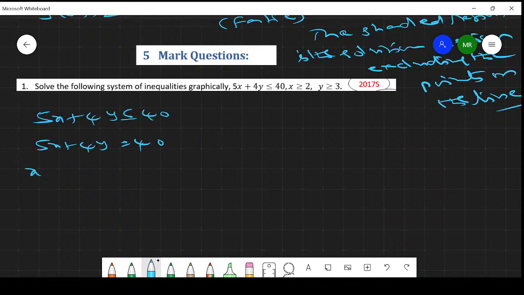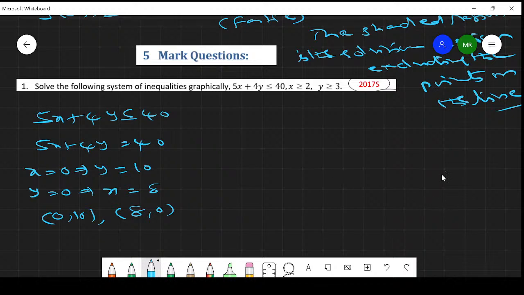Take the points on the axes. When x equals 0, y is equal to 10, and when y equals 0, x is equal to 8. You can simplify here, right? The points you get are 0, 10 and 8, 0 related to the given inequality. And I will verify the origin.